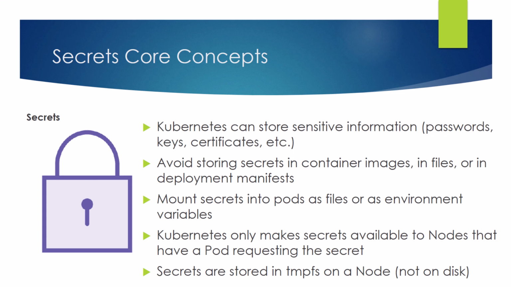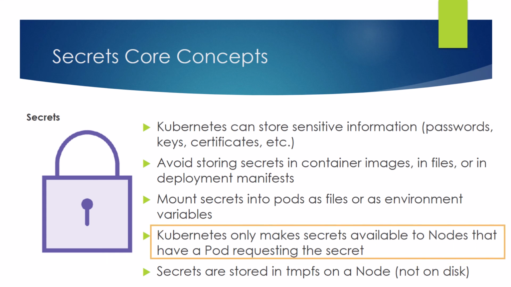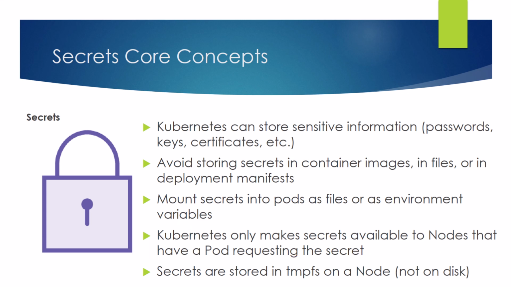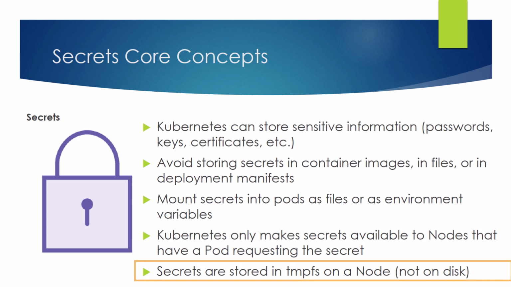Now one of the nice features with secrets is that Kubernetes only makes secrets available to nodes that need that secret. They have to have a pod that's requesting it. If you have a node with pods and none of those pods needs the secret, then the node simply doesn't have that information, and that of course reduces the attack surface. Now when it comes to secrets, they are stored in tmpfs on a node, and so they are not written to disk anywhere, and that of course is a good thing as well.